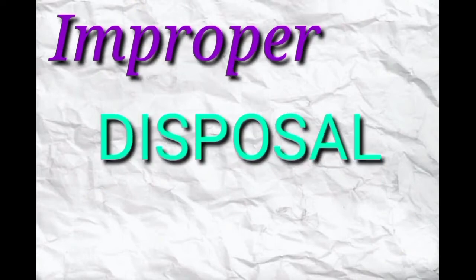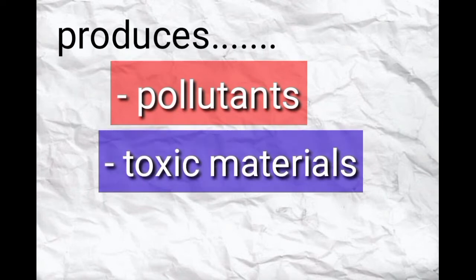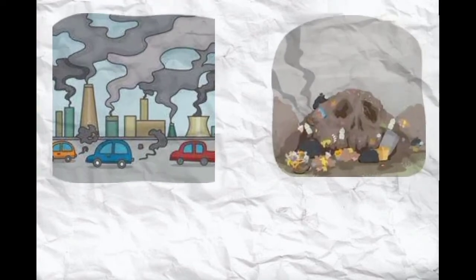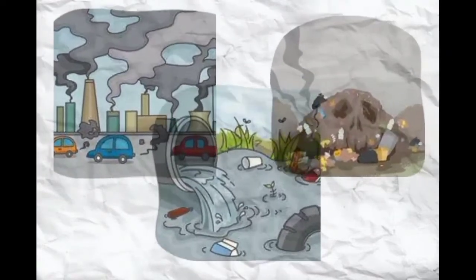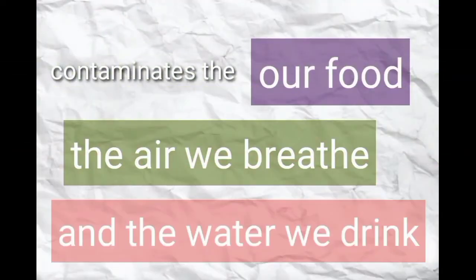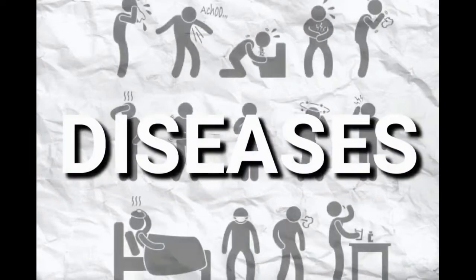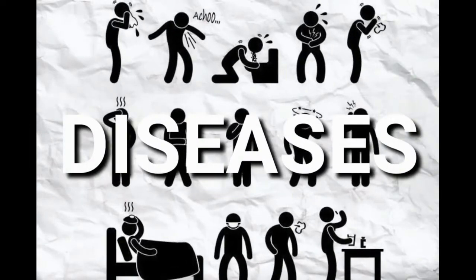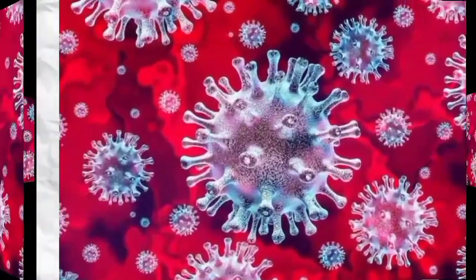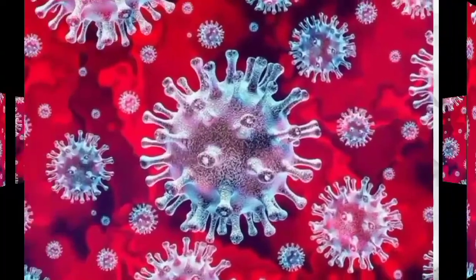These waste products, when improperly disposed, produces pollutants, toxic materials, and greenhouse gases, leading to air, land, and water pollution. This type of pollution contaminates our food, the air we breathe, and the water we drink, leading to serious health problems and diseases. Furthermore, overcrowded spaces with poor environmental sanitation is also said to be a great breeding ground for deadly viruses, a known truth which we are all familiar with.